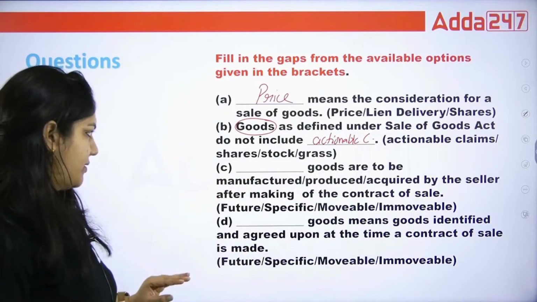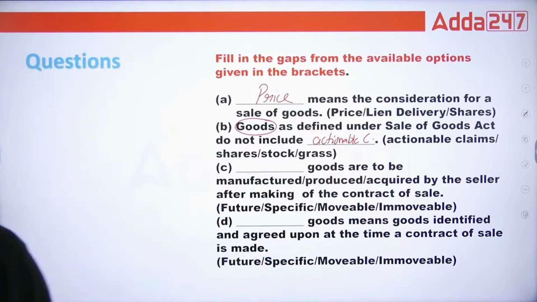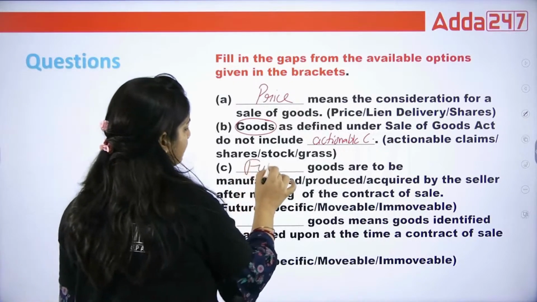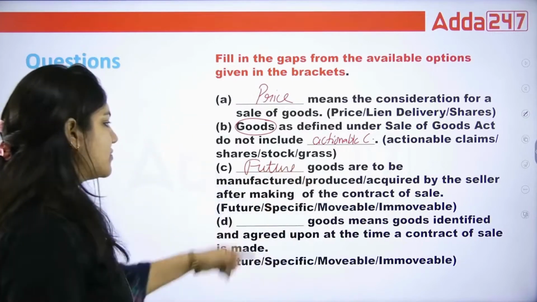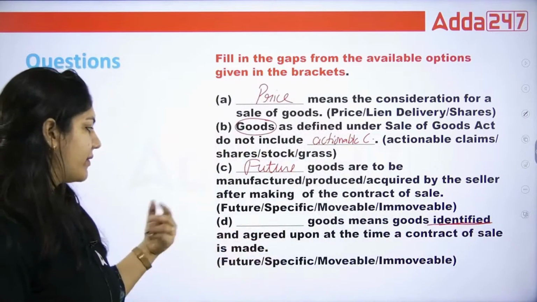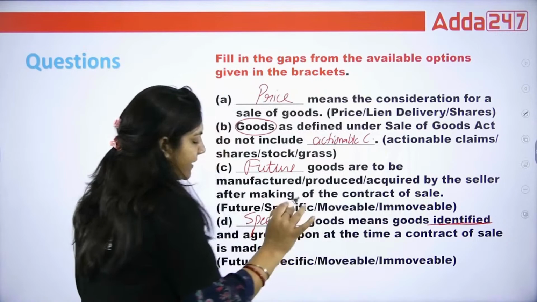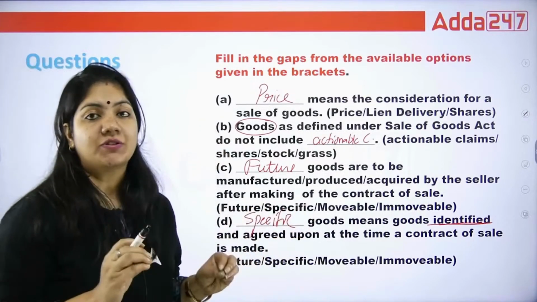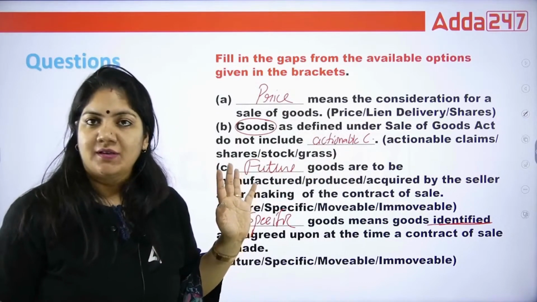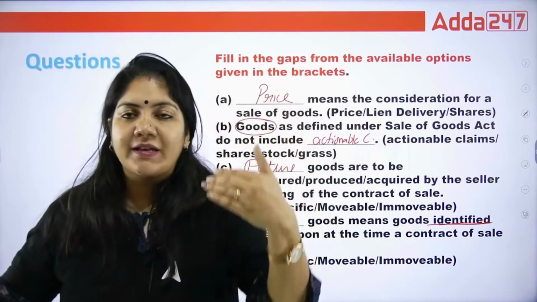Dash goods are to be manufactured, produced, or acquired by the seller after making the contract of sale. That is a good question. Yes, so this is basically future goods. Dash goods means goods identified and agreed upon at the time of contract of sale. So identified, that is called specific. Everything we have just done in our session, every question, every line, we have done in the paid class. So whatever is written in the book, the content we are covering in the paid batch, and the summary and questions we are doing here.